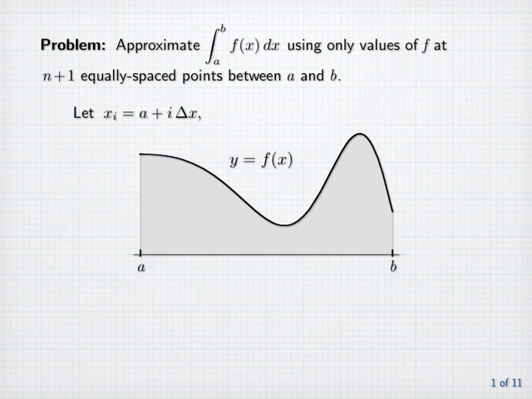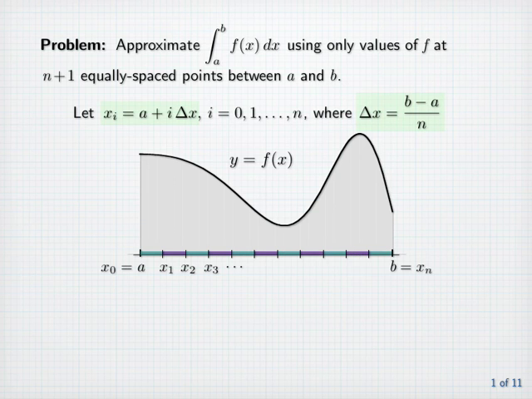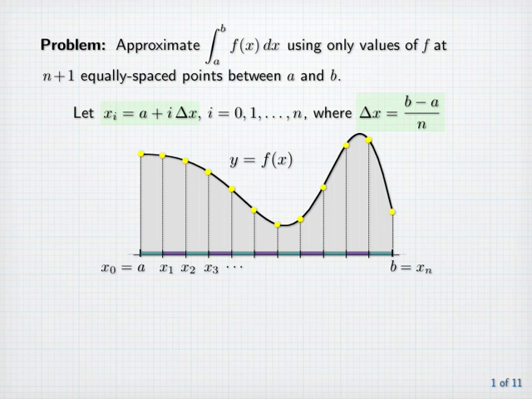Let xi equal a plus i times delta x for i equal to 0, 1, 2, and so on up to n, where delta x is b minus a divided by n. We can think of these numbers as endpoints of n subintervals, each having width delta x. Note that x0 is equal to a and xn is equal to b, and each xi corresponds to a point on the graph of f with y-coordinate f of xi.